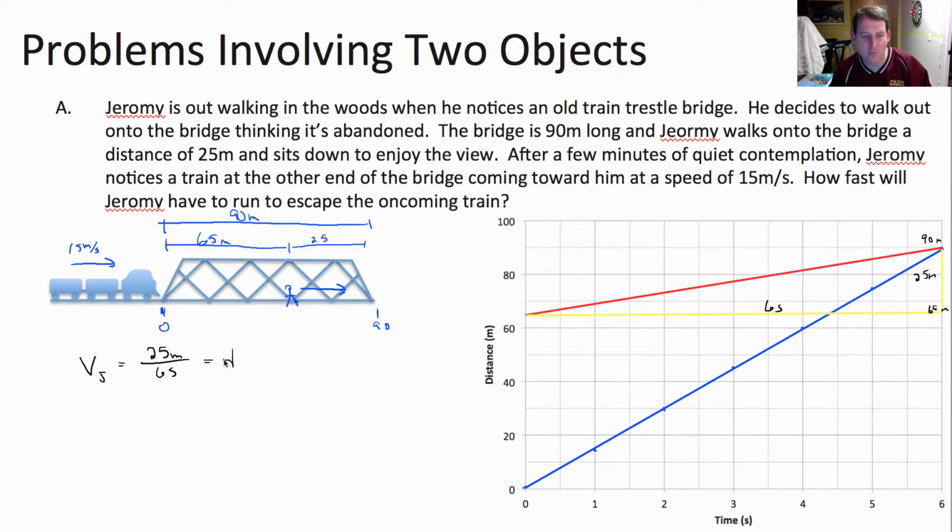Which is about 4.17 meters per second. So to escape the bridge, he's got to follow this red line, which is 4.17 meters per second, to be able to get off. So Jeremy can run at this speed or faster. He's going to survive. If he can't, he's going to have to jump from the train tracks before he gets to the end and take his risks with falling into whatever's below, or try to grab the train or something. I don't know. He's in trouble.